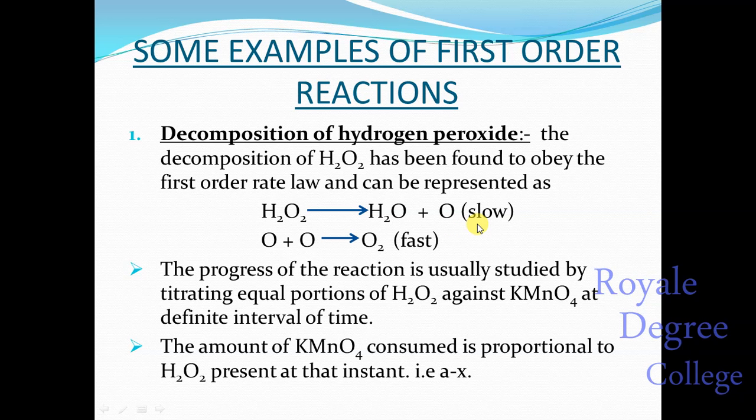This step is a slow step. So in the next step we are taking the 2 moles of nascent oxygen. They are reacting, and as a result of that we are getting the oxygen molecule. This is the fast reaction. The progress of the reaction is usually studied by titrating equal portions of hydrogen peroxide against potassium permanganate at definite intervals of time. So here the amount of potassium permanganate consumed is proportional to the hydrogen peroxide present at that instant, that is A minus X.